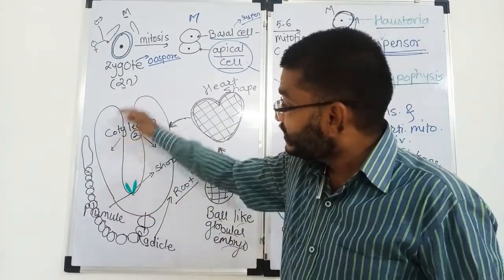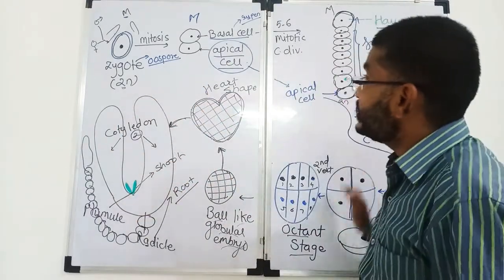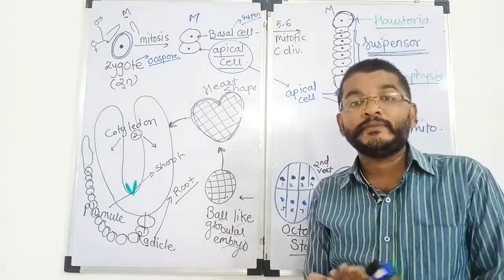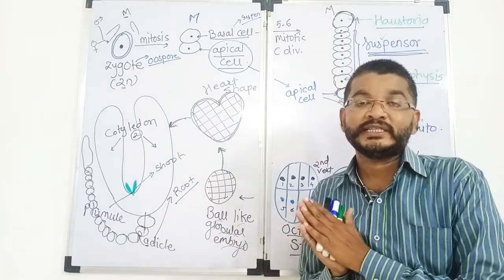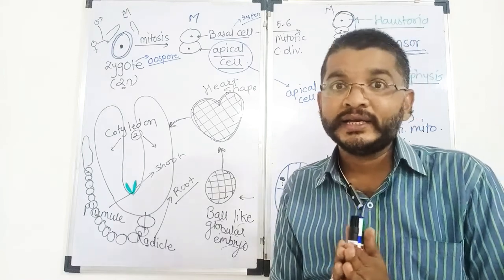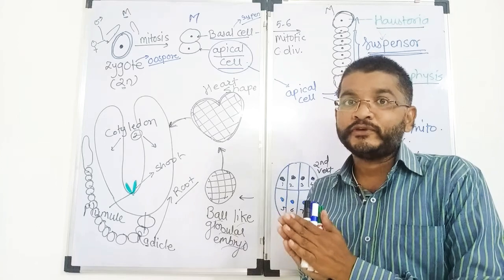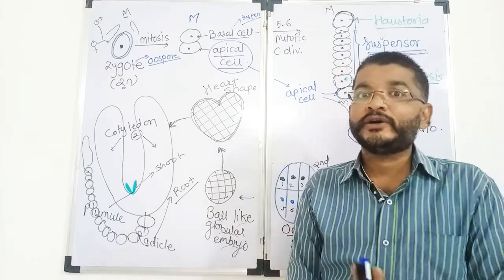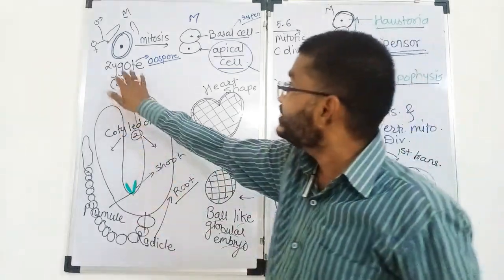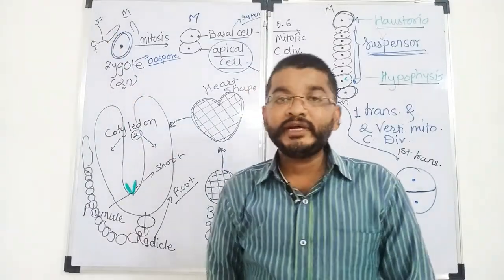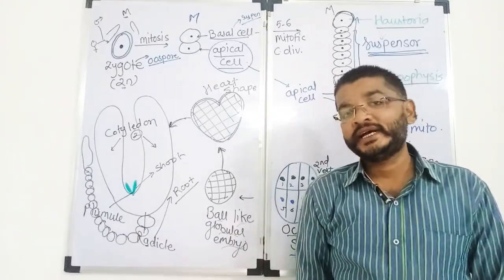So this is about the entire process of embryogenesis. So embryogenesis is a combined word, embryo plus genesis. Embryo यानी क्या है? A miniature of plant, and genesis means formation. The process of formation of embryo from a single cell zygote, who is the product of syngamy or first fertilization.